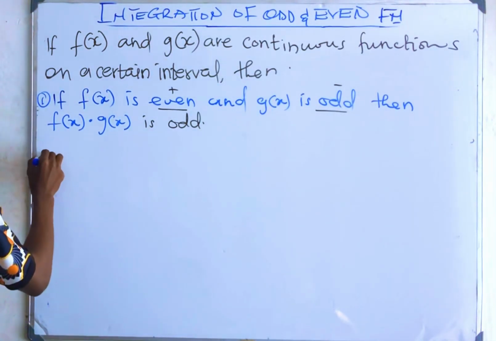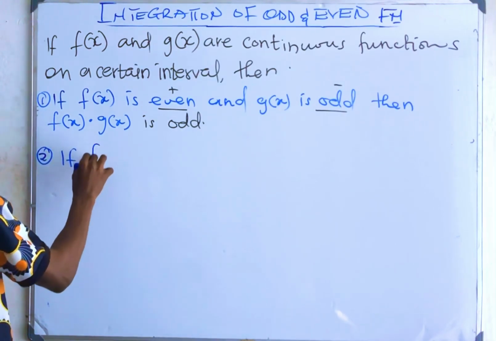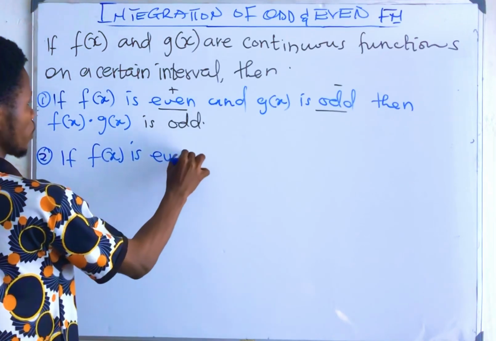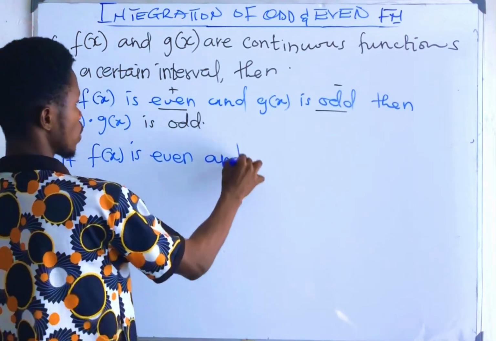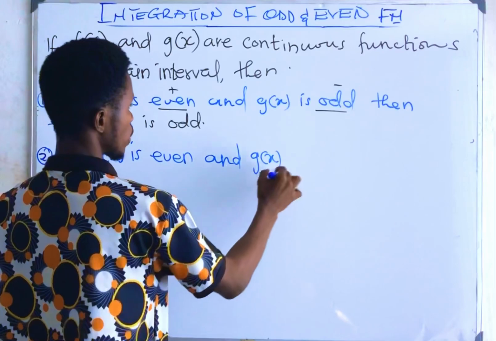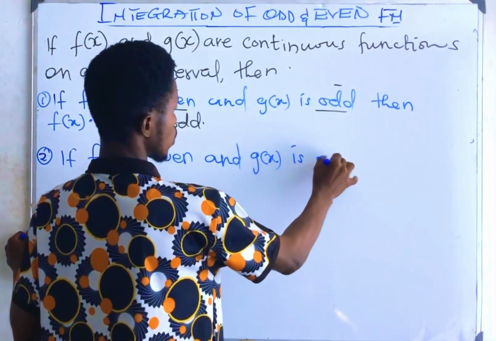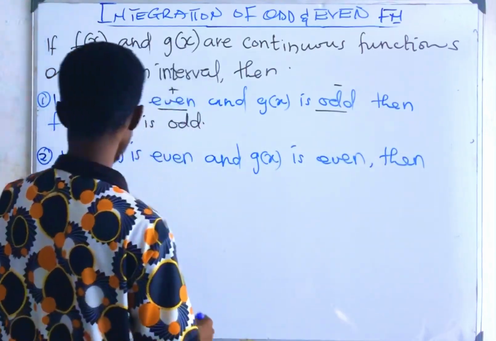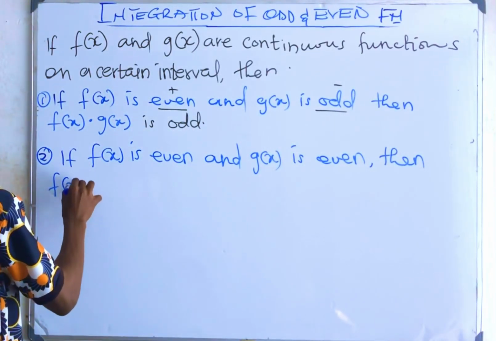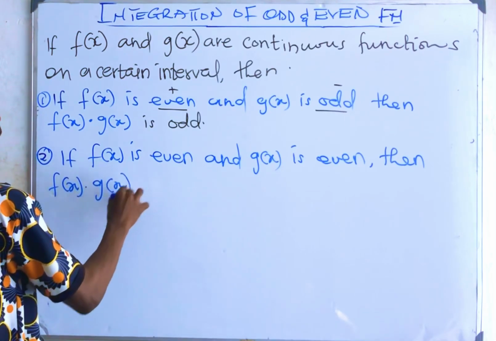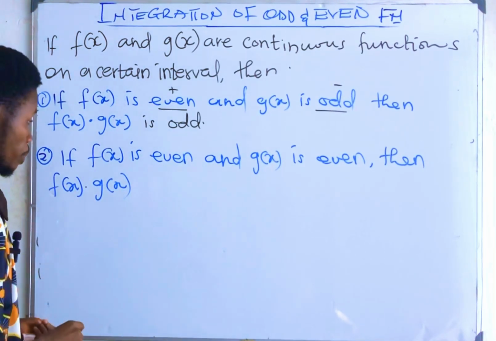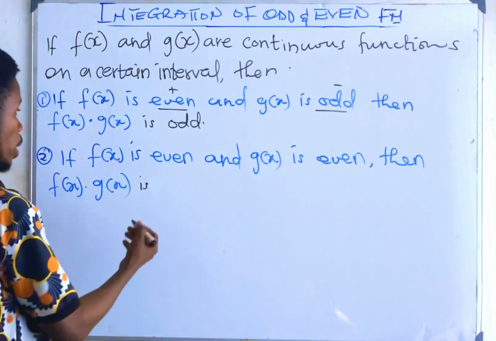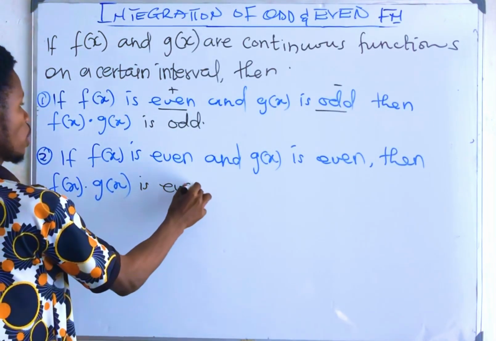Point 2. If f(x) is even and g(x) is also even, then f(x) multiplied by g(x) will be what? When a positive multiplies a positive, you get positive. So when even multiplies even, you get an even function.